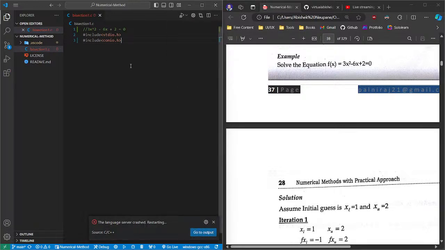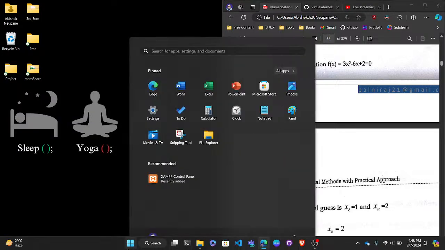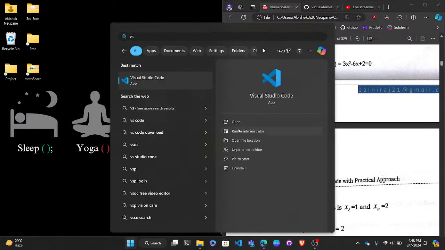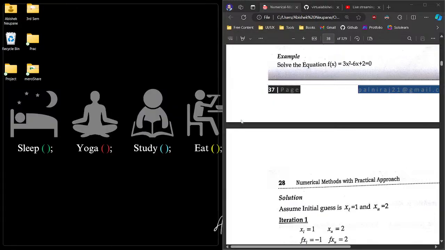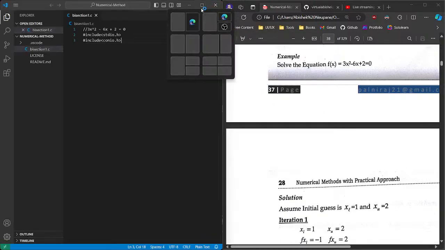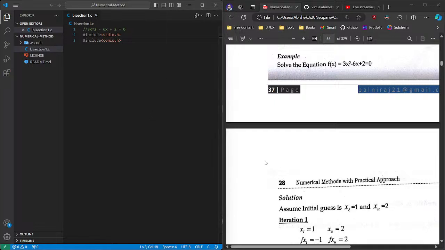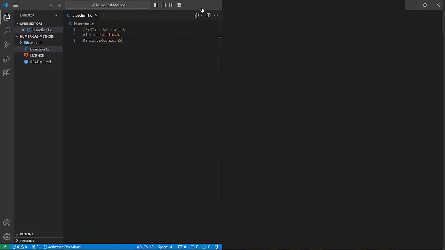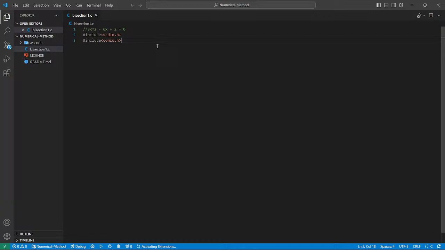Oh, sorry, it says language server crash. Let's open VS Code again. I think now it should work. Now it works. So for now it is okay.